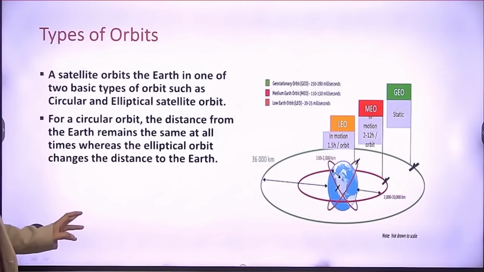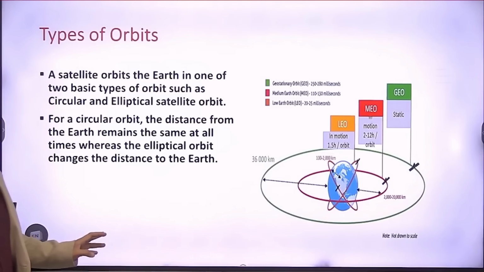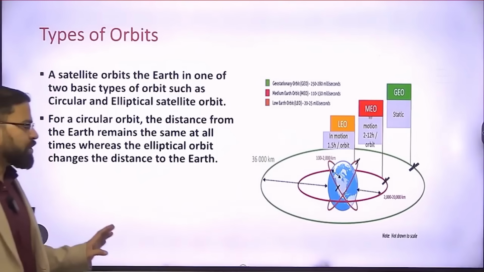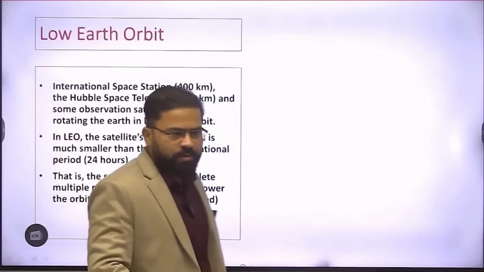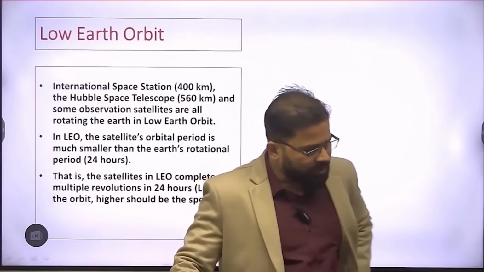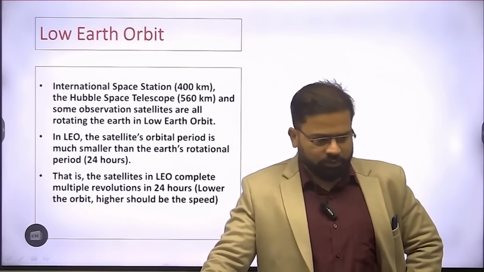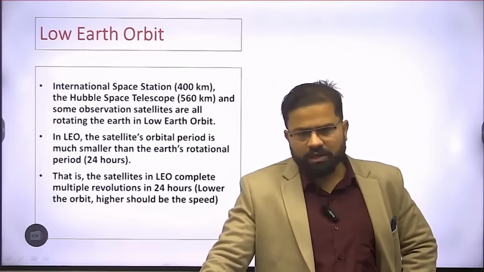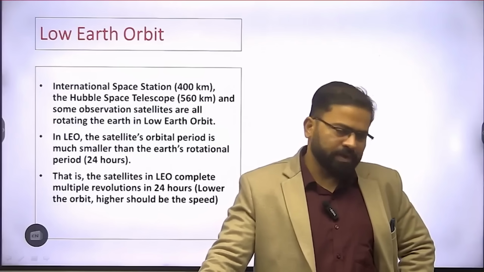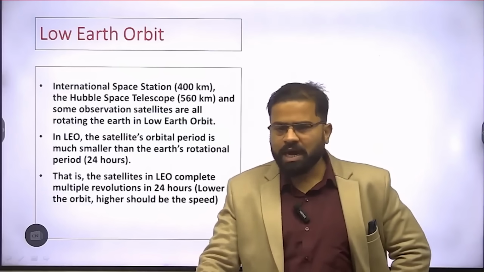Okay. Now, we are going to discuss the types of orbit. So basically we have two different types of orbit. One is the circular orbit and the other is the elliptical orbit. And according to the altitude, on the basis of the height, we have low Earth orbit, middle Earth orbit, and high Earth orbit.